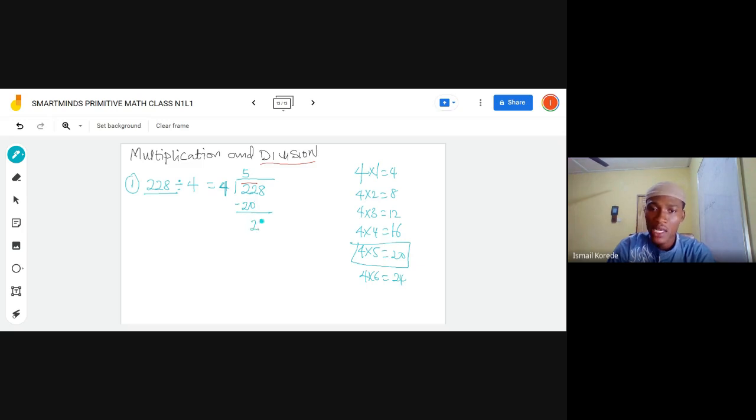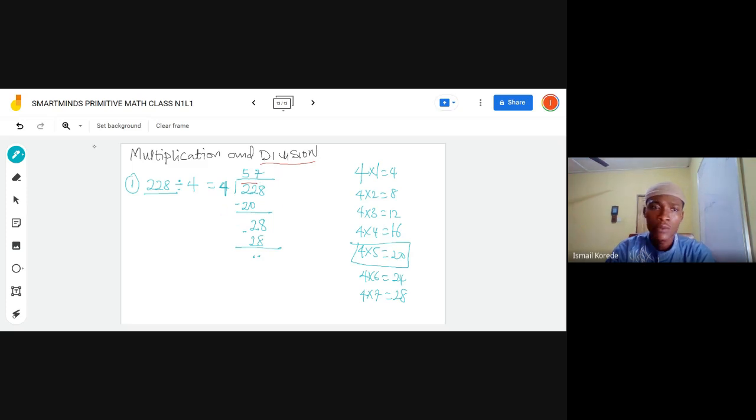Then I'm going to drop my 8 here. So 4 in 28. What I see is 24. 4 times 7 is 28. So that is 7. 7 times 4 is 28. I also want to subtract again, so I have 0. So we are through with this.